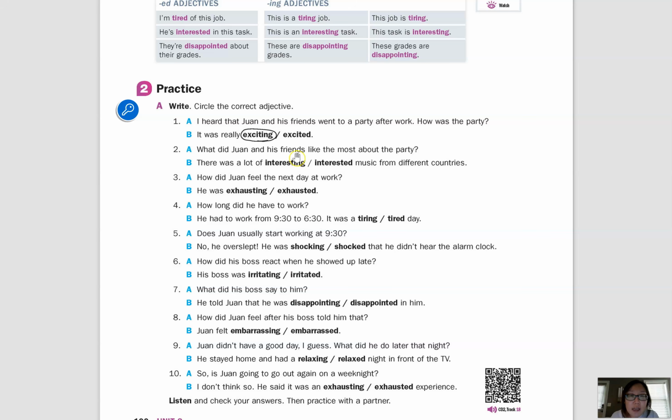So if you forget, think about thing. The word thing ends with ing. So thing, then you also use ing endings. So hopefully that's easy to remember.